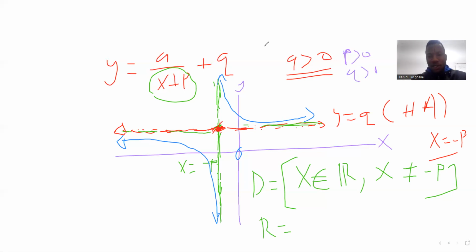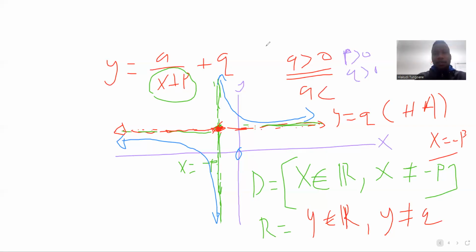So the range is going to be y is an element of all real numbers, except that y cannot equal q, right? Because the graph is going to be undefined there. So essentially, you can see that your domain and range from this graph will always be elements of all real numbers, except that it cannot take the asymptotes as the values for either y or x.